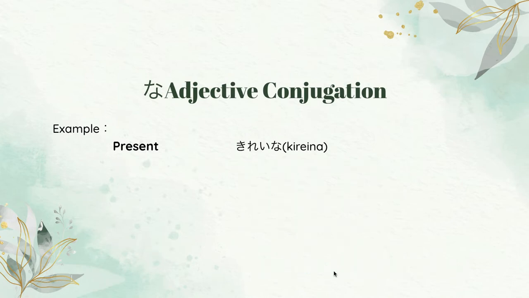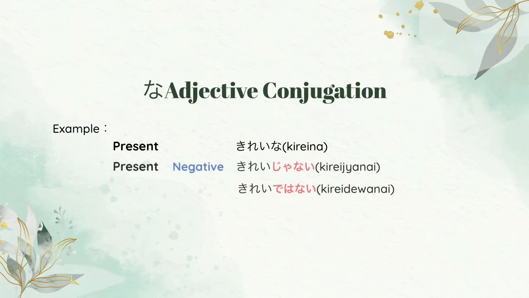So the next example is きれいな, which is pretty or clean in Japanese, and if this is a present form, the present negative would be きれいじゃない or きれいではない.